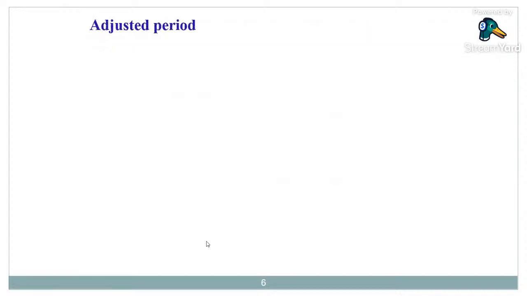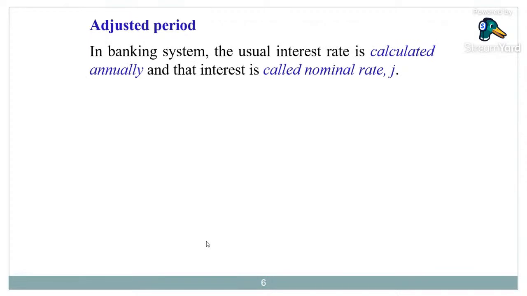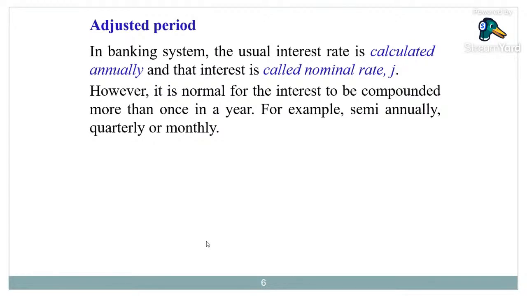Okay, so adjusted period. Okay, in banking system, the usual interest rate is calculated annually and the interest is called nominal rate J. Okay, kebiasaannya bank dia akan guna interest rate calculated annually. Lepas tu kita panggil dia sebagai J ni lah. However, it is normal for the interest to be compounded more than once in a year. Tapi ada juga interest tu dia bergantung pada jenis investment ataupun pinjaman. Dia mungkin boleh compound tu bukan dia tahun sekali saja.